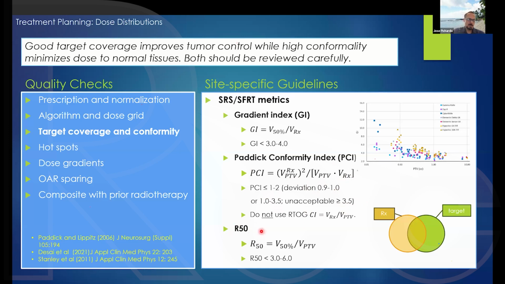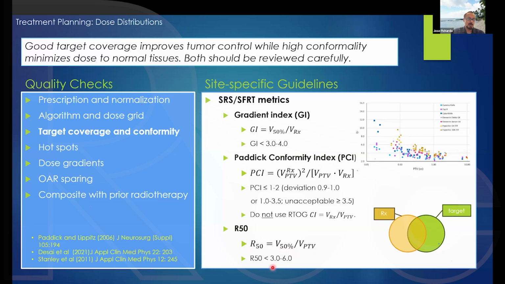Here's another metric, R50. This is exactly the same metric that we use for lung SBRT. It's the same thing, right? You take the 50% isodose line volume and you divide it by the volume of the PTV, right? Ideally, this metric should be between 3 and 6. But again, just like the gradient index, when the volume of the PTV is very small, this blows up, right? So you're going to get the same situation that you're seeing here.